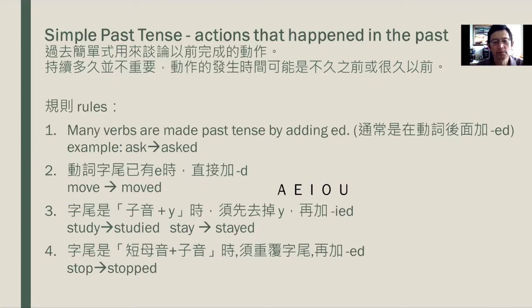The last rule, 第四条规则, if the verb has a short vowel, usually one vowel, and ends in a consonant, add another consonant before adding ed. So in this example, stop ends in a consonant and has a short vowel. So you add another consonant, another P, and then you make your past tense verb, stopped.